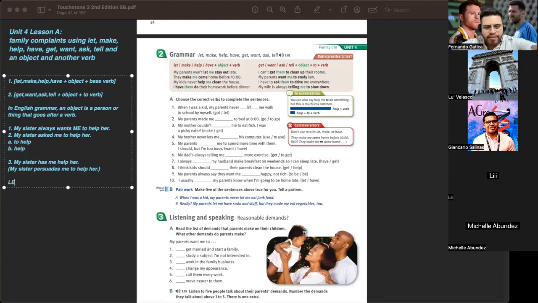Remember, let is for permission. Class, my parents didn't let me play outside or to play outside. Play. Very good, because let is right here, then the object, then the base verb.